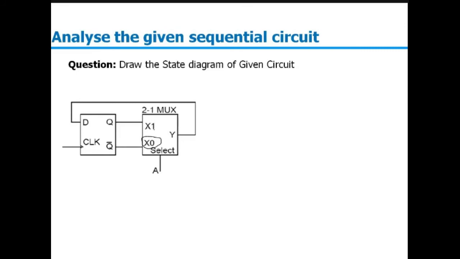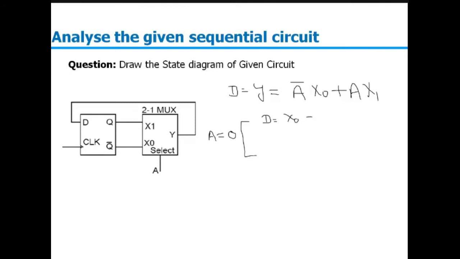Step 2 was to find the inputs of the flip-flop and output. In this case, we are not having any output. So D is equal to Y. And what is the Y? Y is nothing but my A bar X0 plus A X1, right? So this will be my D. So I can say when A is equal to 0, D is equal to X0, right? D is equal to X0.